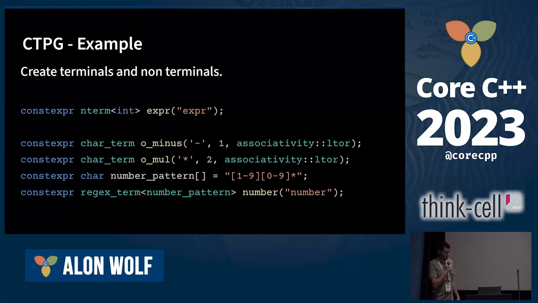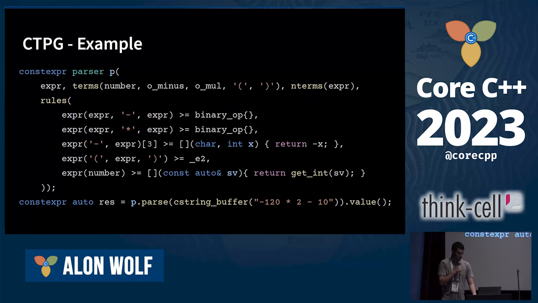In order to generate a parser, we first need to define all the terminals and non-terminals. The library supports declaring operator precedence and associativity. It also supports regular expressions. It has an internal regex parser that is generated by the LR1 parser generator. We can define the grammar rules in this expressive DSL syntax, and because all the non-terminals were already defined, we can have recursive rules.